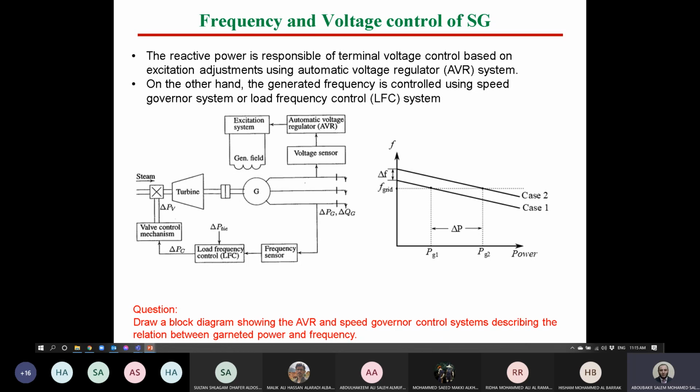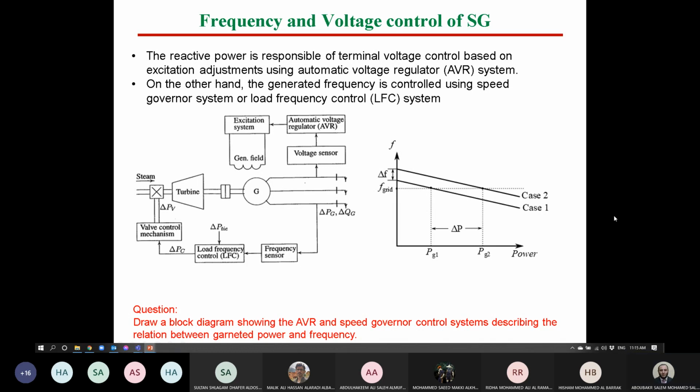Why? Because the synchronous machine is connected now to the grid, and the grid is a very huge system. You cannot change the frequency or the voltage of the grid. How can we make the grid constant voltage and constant frequency? This is made by two different systems. One is called the automatic voltage regulator, and the other is called the speed governor.